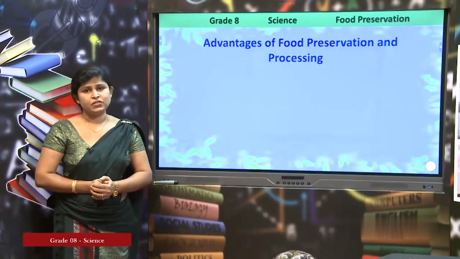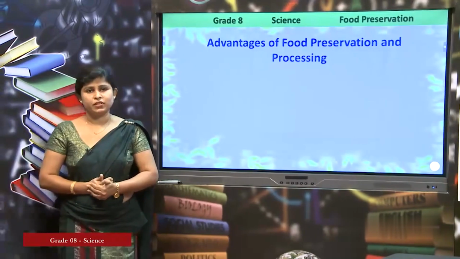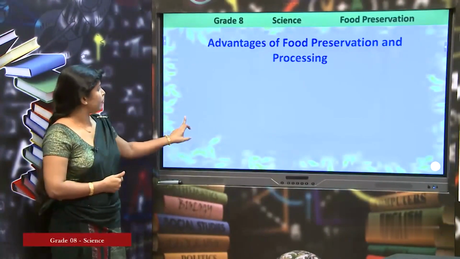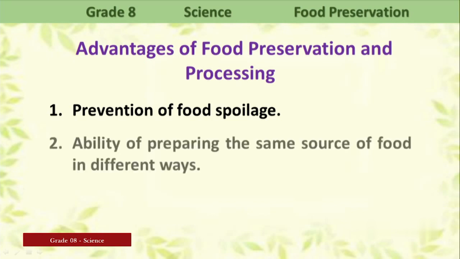Advantages of food preservation. Now, let us see what are the advantages we get through the food preservation. Number 1, prevention of food spoilage. The food spoilage is prevented. It is minimized by food preservation. Then ability of preparing the same source of food in different ways. According to our appetite, we can consume the same food in different ways. So, ability of preparing the same source of food in different ways, that is important.